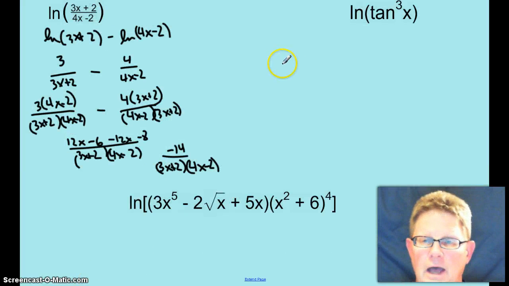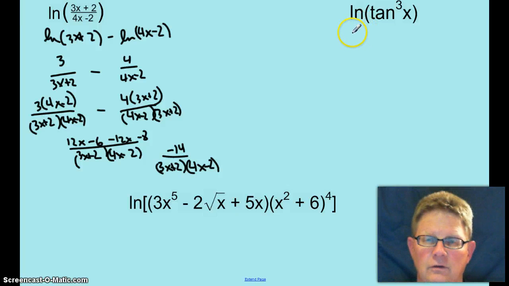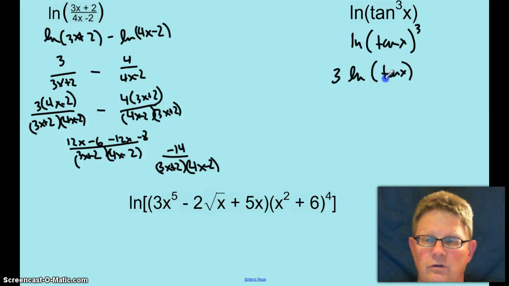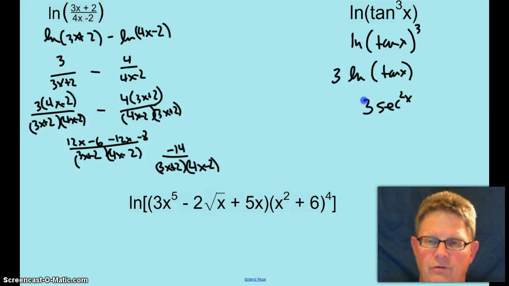Alright, the next one, ln of tangent cubed of x. What you really want to think of is the ln of tangent x cubed. That is really what's going on, tangent times tangent times tangent. Remember the properties of logarithms, we can move that exponent down front. 3 times the ln of tangent of x. So what is the derivative of tangent x? Secant squared. 3 out front from this 3 right here, all over tangent x.